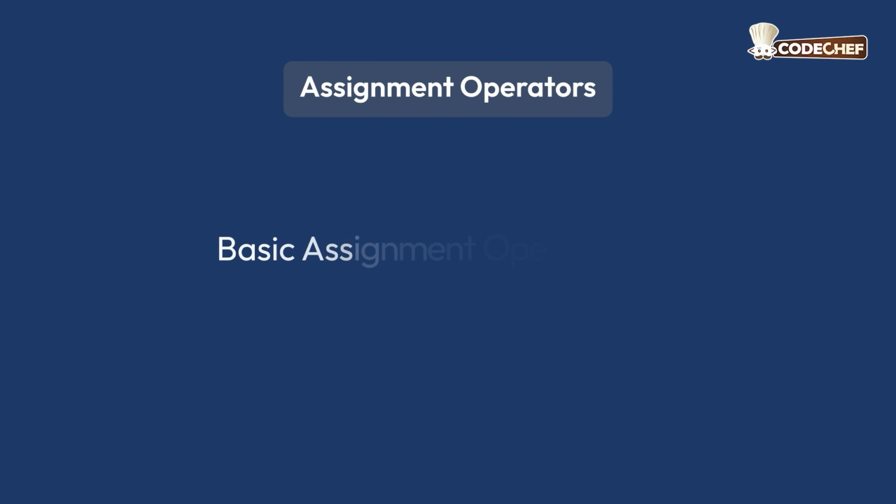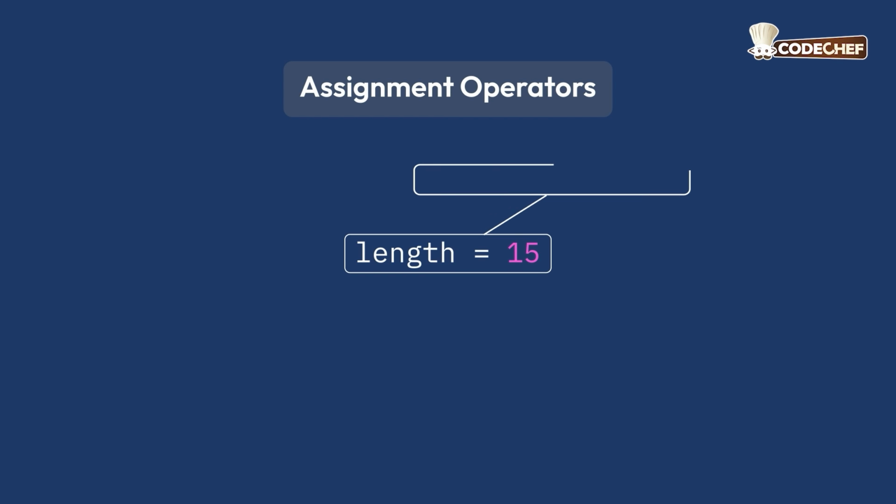The basic assignment operator is the equal to sign. It assigns the value on its right to the variable on its left. Here's an example. In this example, the equal to or the assignment operator sets the length value to 15. So that was the basic assignment operator.